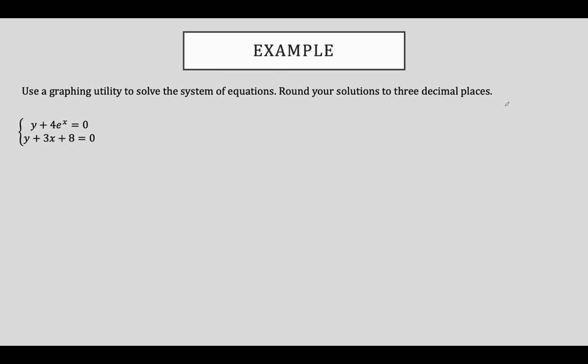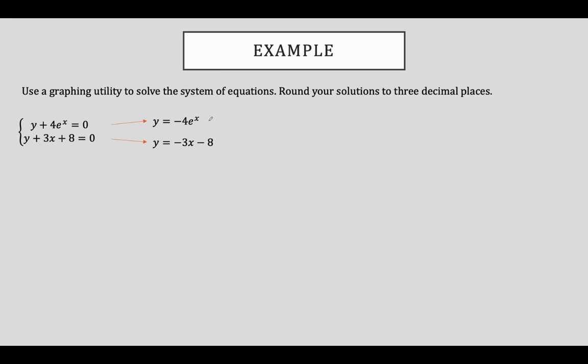And again, whenever you read use a graphing utility, that means use your graphing calculator, which means we want to graph each one of these curves. And in order to graph a curve in your calculator, you must first isolate y. Well, if we isolate y in this first equation, we get y is equal to negative 4e to the x. And if we isolate y in the second equation, we get y is equal to negative 3x minus 8.